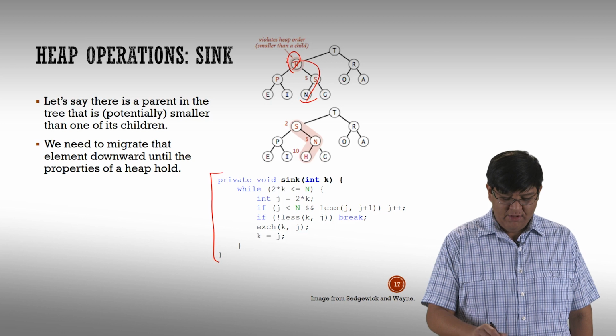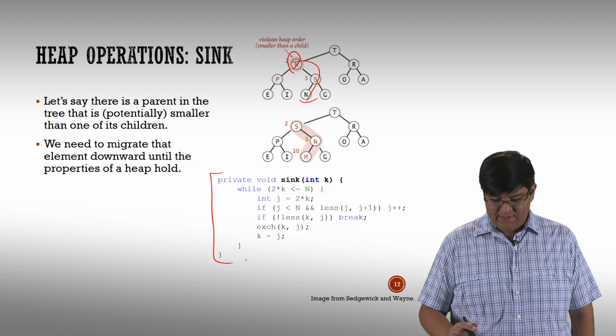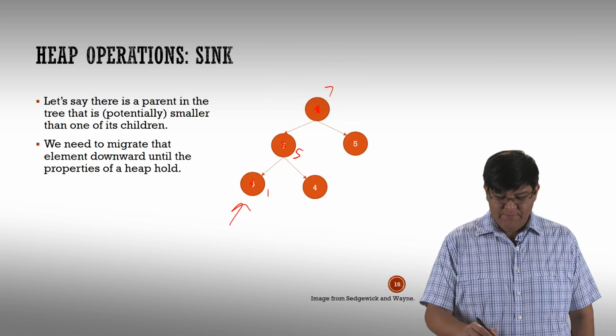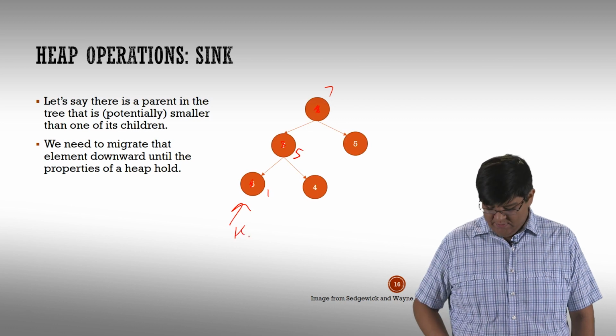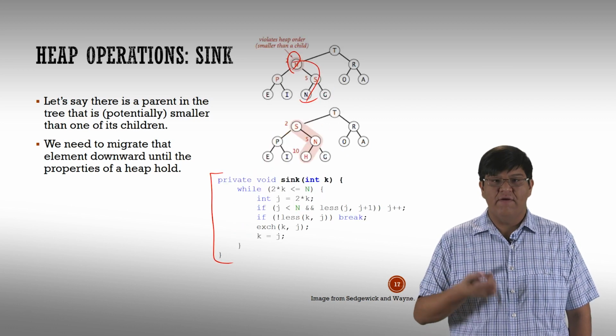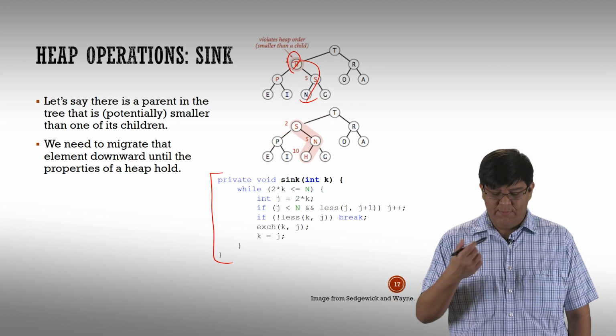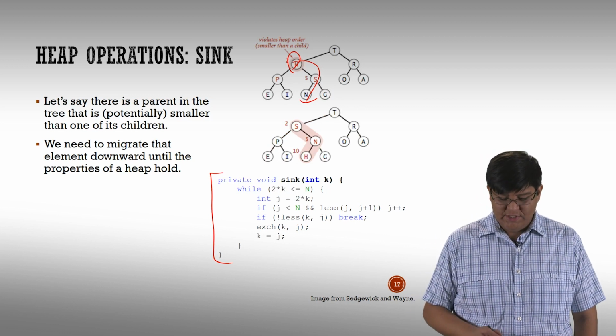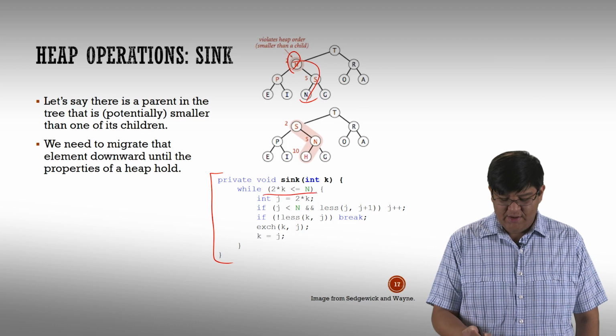So this is sync. So we have here K. K is, again, basically going to be our index of the node that we're moving down. So we have K. Then we have our loop. So our loop is going to be the thing that iterates and pushes us down, pushes us down. So the first stopping condition here is, are we at the edge of the tree?